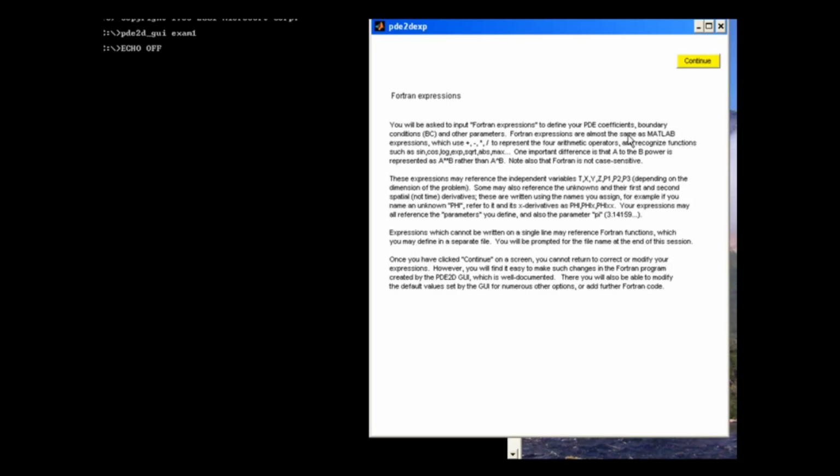Now, the PDE-2D user does not need to be a Fortran programmer. However, the PDE and boundary condition coefficients and so forth will have to be input as Fortran expressions, so you'll need to know how to write simple Fortran expressions using the usual arithmetic operators, but they are similar to MATLAB expressions and many of the same basic math functions are available.